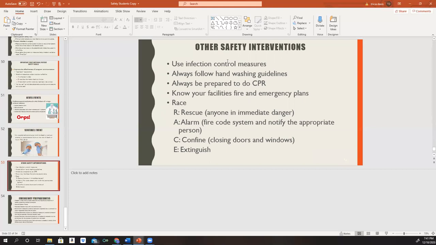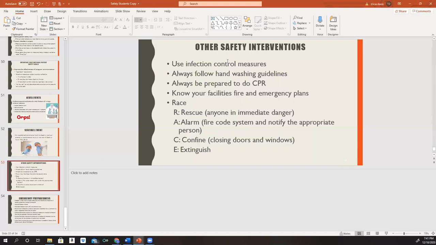Always follow hand hygiene guidelines. So when you're handling a patient with C. diff, you know that alcohol-based sanitizer isn't going to cut it. You need to use soap and water. Always be prepared to do CPR, okay? Whether it's your patient or somebody else's, you always need to be in that mode that if something happens, you have to start compressions. Know your facility's fire and emergency plans, right?